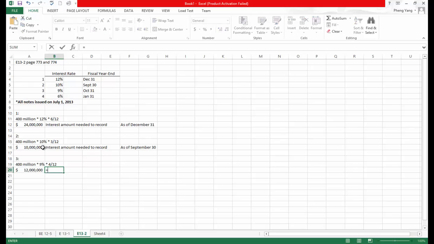That would be my interest needed to be recorded as of October 31st. And then for scenario 4, once again, 400 million at 6%. And the fiscal year end is January 31st, so that looks like it would be 12 months.